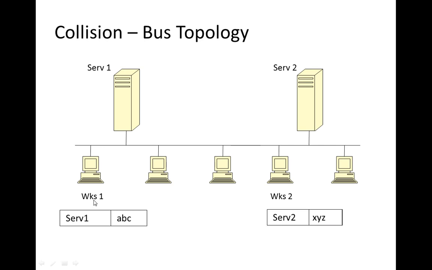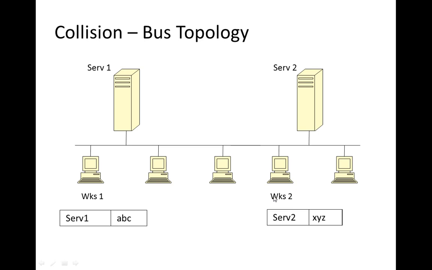The point is, when a workstation puts a signal on the wire, it goes all the way down the wire, and it hits other computers which are on the wire. You can see it most clearly in a bus topology. So the question is, would it be possible for workstation 1 to send data to server 1 at the exact same time workstation 2 were sending data to server 2?